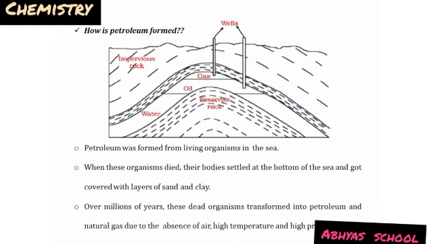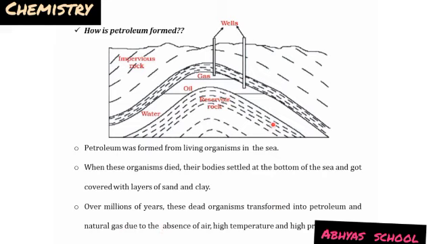So how is petroleum formed? Petroleum is formed from the living organisms in the sea. That is, when these living organisms die, their bodies settle at the bottom of the sea and they get covered with layers of sand and clay. And just as we saw in the formation of coal, over millions of years, these dead living organisms transform into petroleum and natural gas due to the absence of air, high temperature and high pressure.